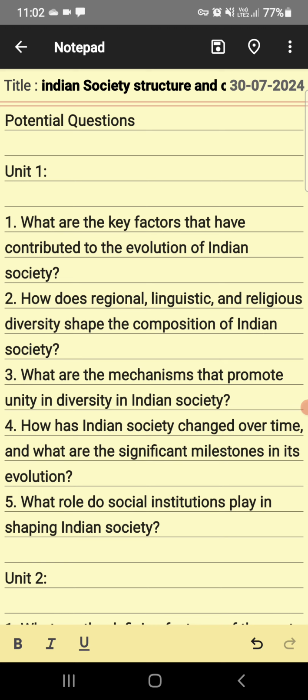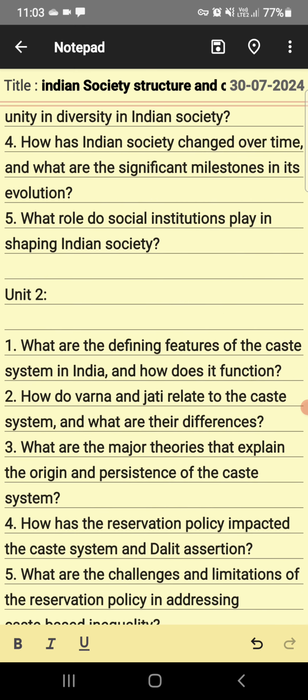Question number 4: how has Indian society changed over time and what are the significant milestones in its evolution? Question number 5: what role do social institutions play in shaping Indian society?